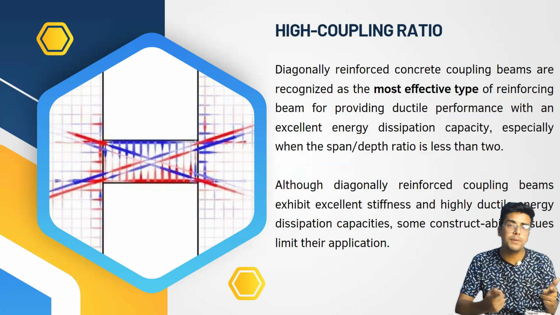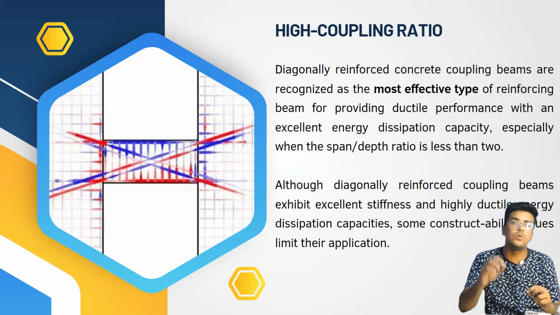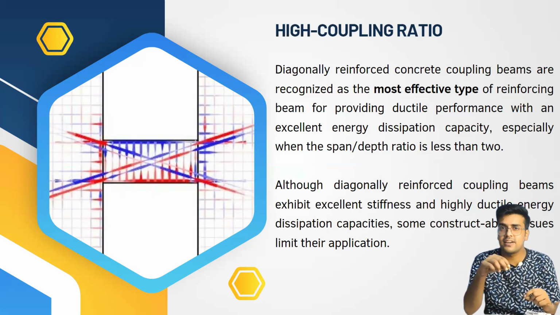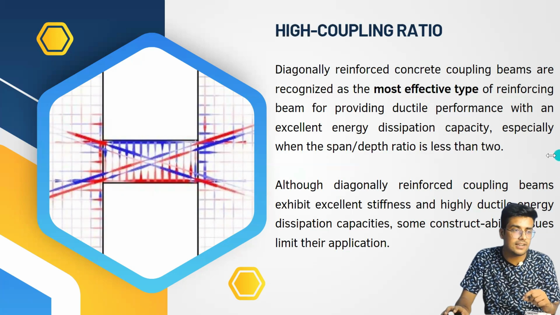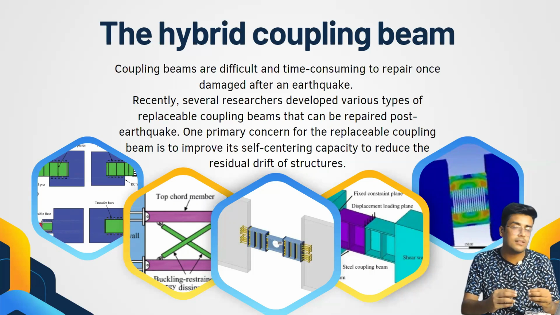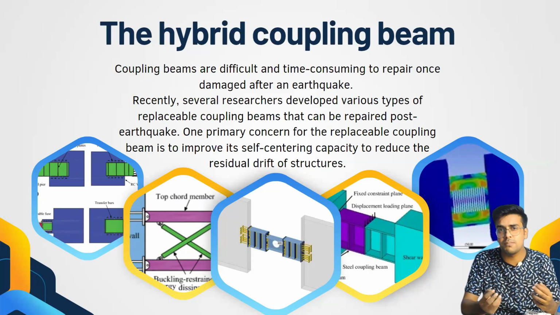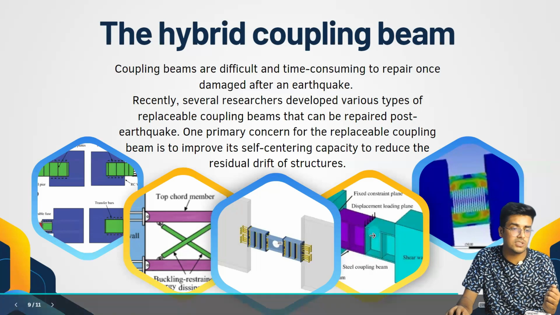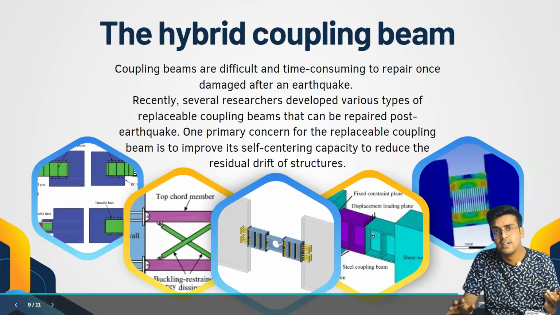Now, before jumping to a conclusion, we need to see the current trending research in this area. That research talks about the hybrid coupling beam. What are hybrid coupling beams? These are made up of steel sections using welds and bolts. They can be of many different configurations. As you can see at the bottom, there are top chord members of I sections connected by viscous dampers diagonally. You can see the box sections in between them. They are welded and bolted there.